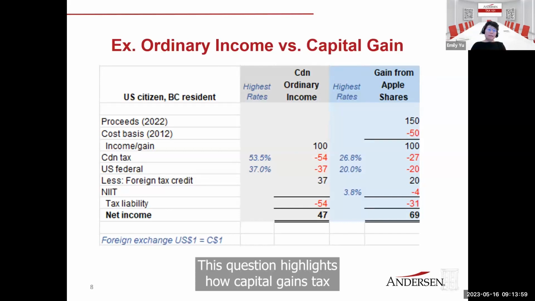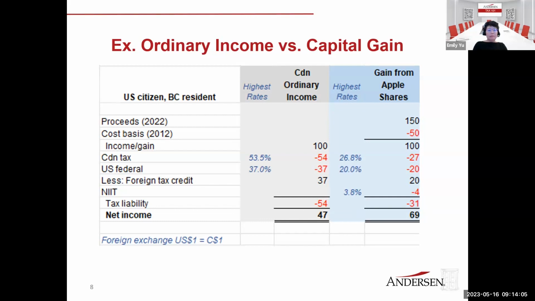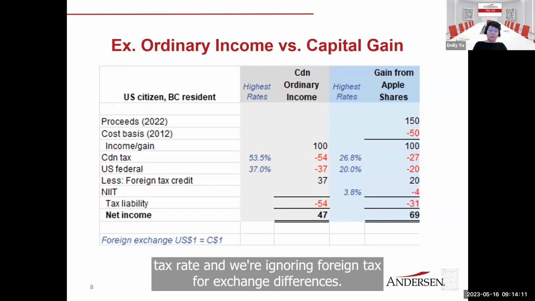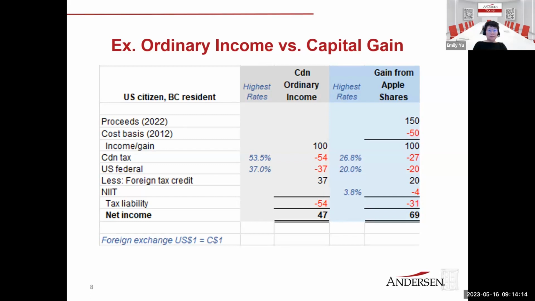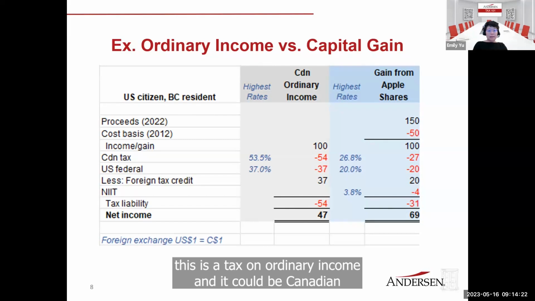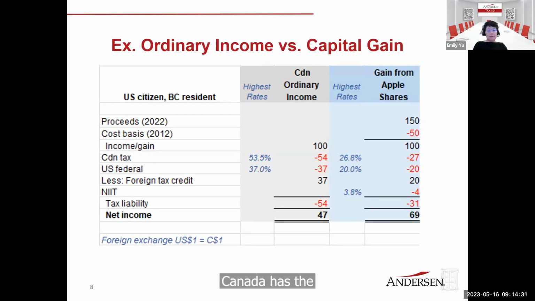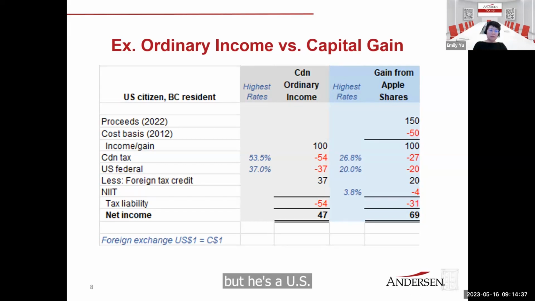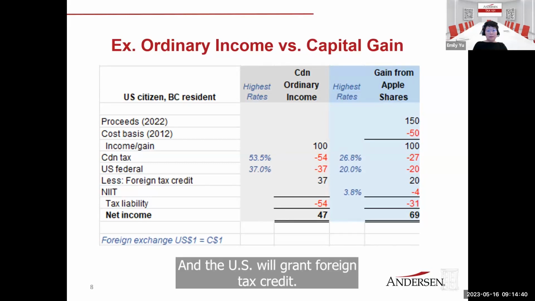Thanks, Cassie. This question highlights how capital gains are taxed more favorably compared to ordinary income. For simplicity, we are only using the highest applicable tax rate and we're ignoring foreign exchange differences. So if you look at the grayed area in the middle section of the example, this is a tax on ordinary income, and it could be Canadian source employment income, business income, or interest income. Canada has the first tax right because this person lives in BC, but he's a US citizen. Okay, and the US will grant foreign tax credit.